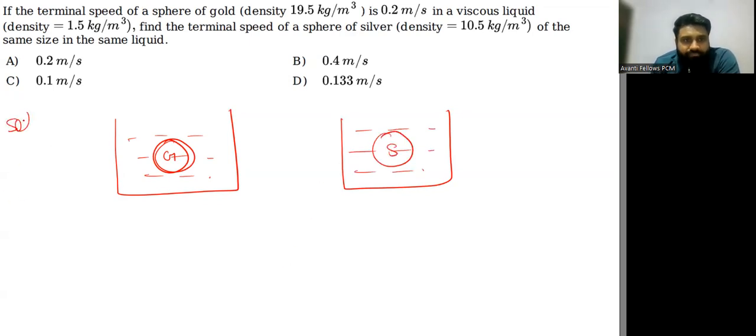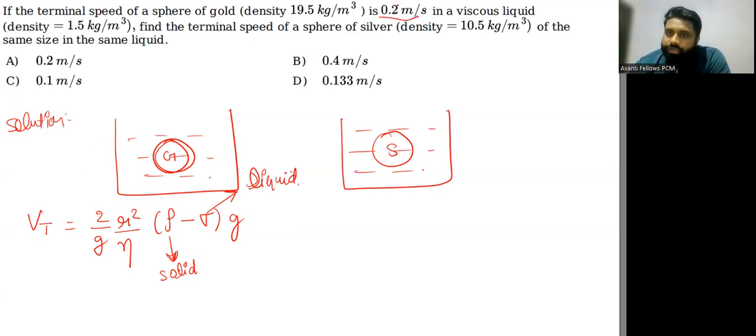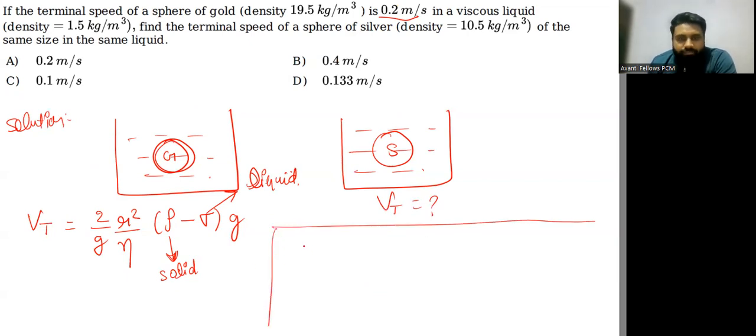We know that the terminal velocity is given by 2 by 9 radius square by coefficient of viscosity into rho minus sigma into g, where rho is the density of body or density of solid, and sigma is the density of liquid. Okay. We know that the terminal velocity in the first case is 0.2. We want to find out the terminal velocity in this case. So what we are going to do? We are going to take the ratio of it.